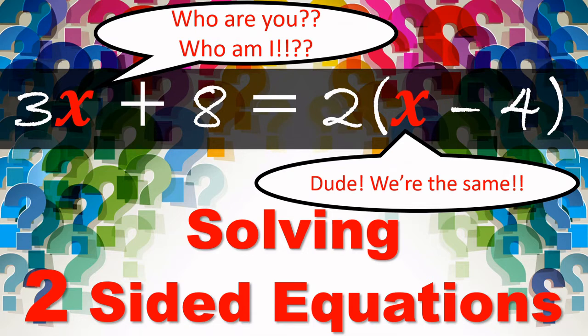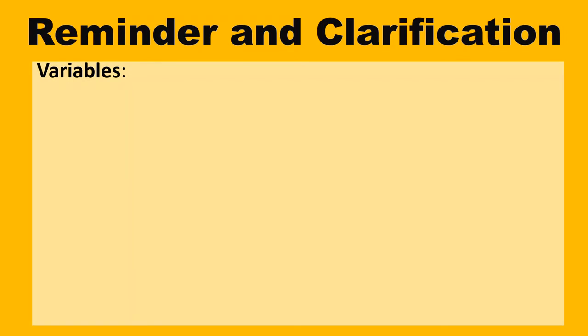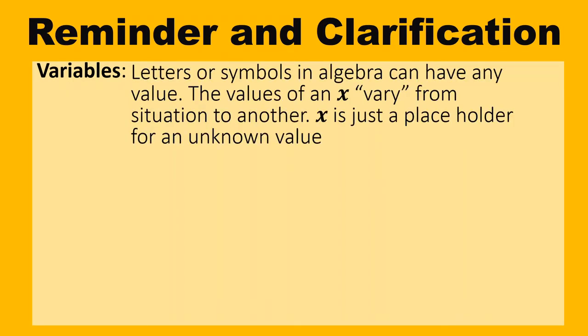Before we get started, let's start today's lesson off with a reminder and clarification about variables. As we've seen before, variables are the letters or symbols that we use in algebra to represent some unknown value. We very often use the letter x in algebraic expressions and equations for values we don't know. And the value of x may vary from one situation to the other.